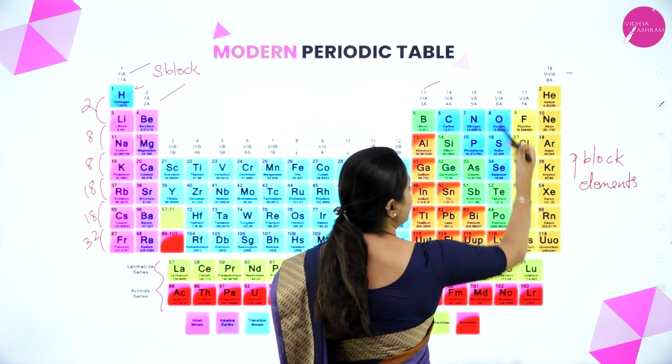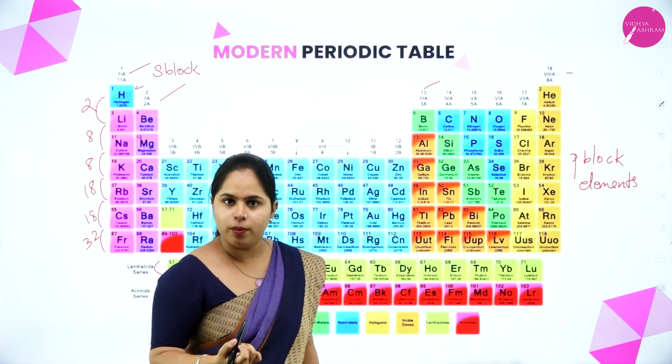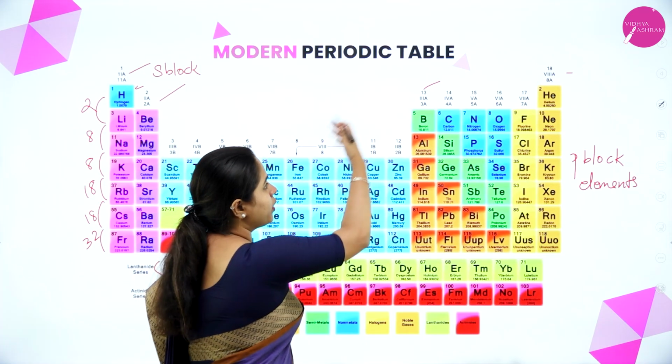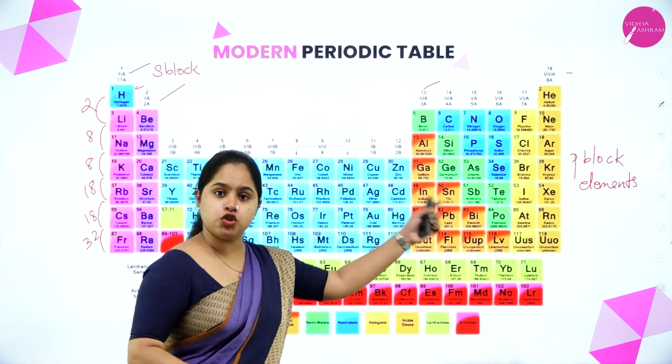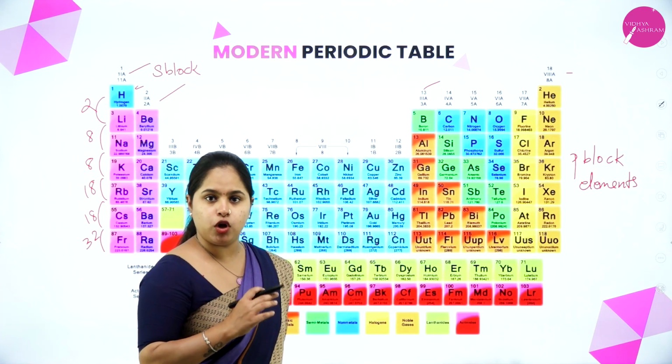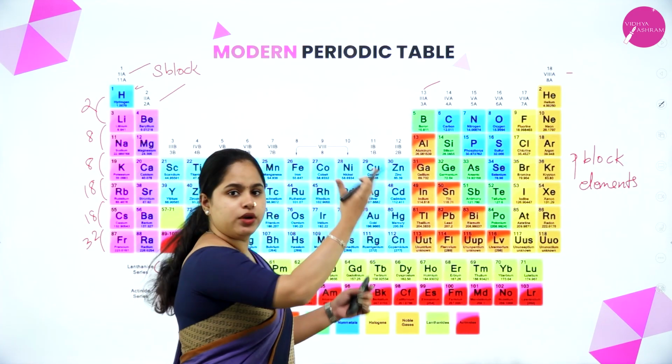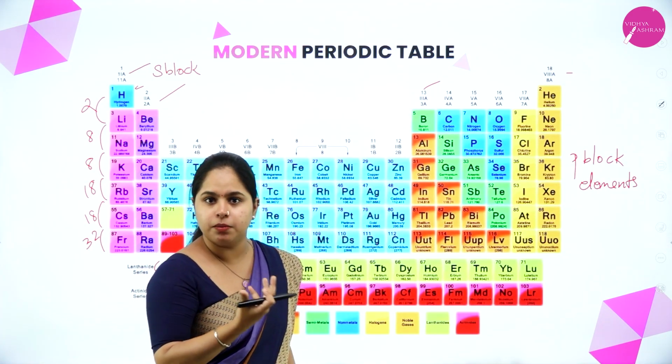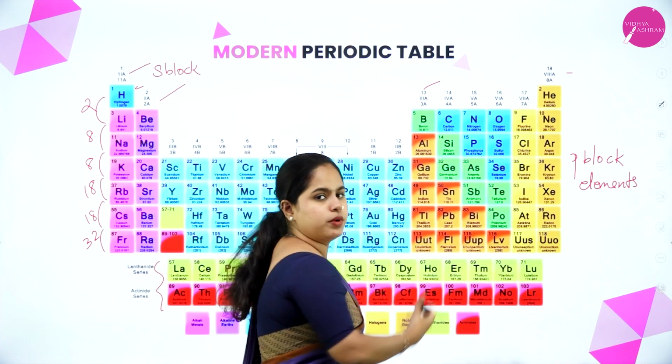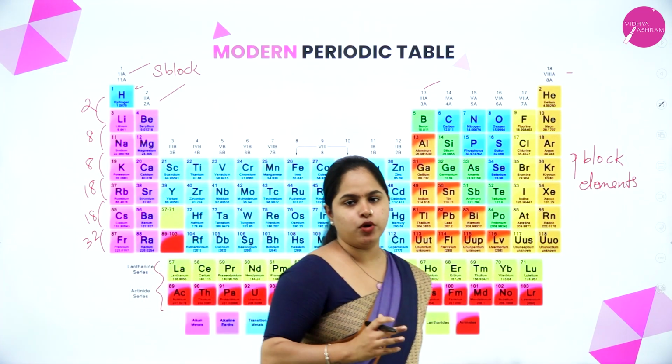And the last group, the 18th group, is the noble gases, right? Together, all the group 13 to 18 elements are called P block elements, in which you can find metals, non-metals and metalloids. And the last group is noble gases. So, that is about P block elements.